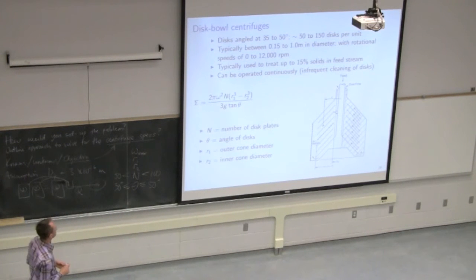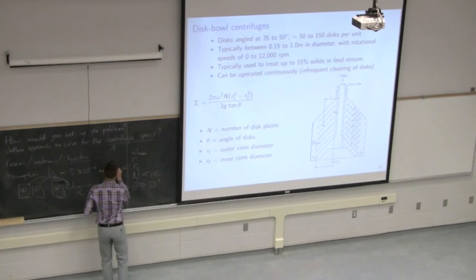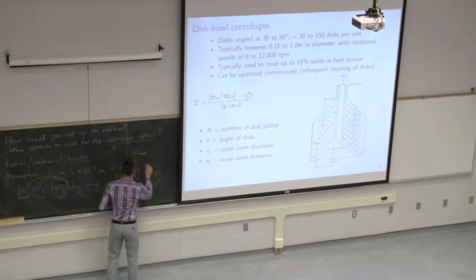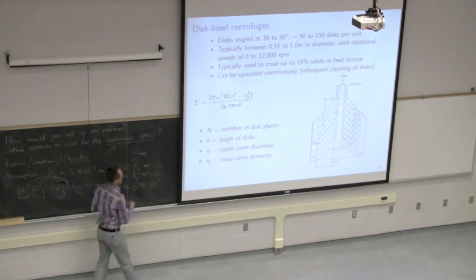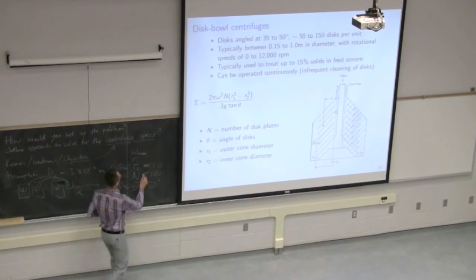R1 is obviously going to be smaller than R2, and R2 is typically between 15 centimeters and 1 meter. Omega max, 1200 RPM.